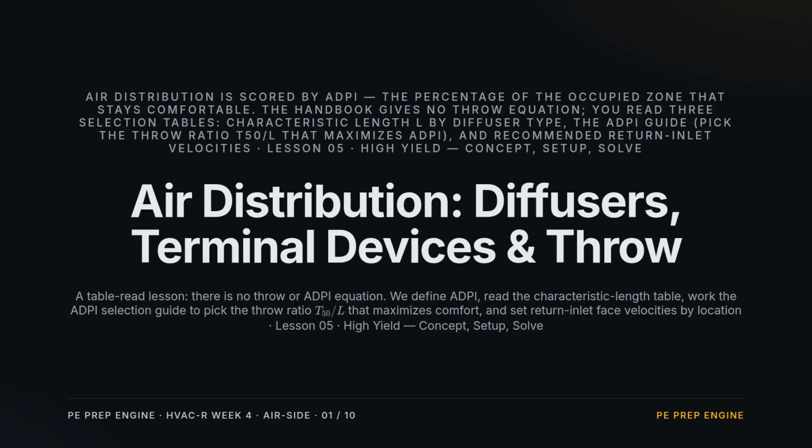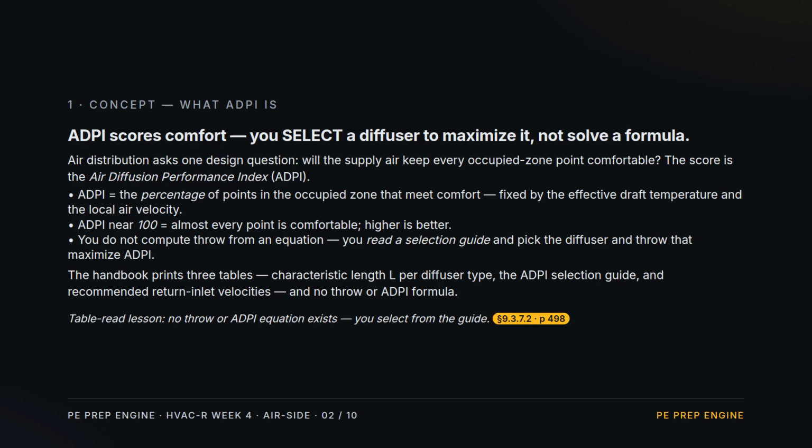velocity table. Concept: air distribution is scored by the Air Diffusion Performance Index, the percentage of occupied zone points that meet comfort, judged on effective draft temperature and local velocity. Higher is better, and near 100 is excellent. You don't compute throw from a formula. You read a selection guide and pick the diffuser and throw that maximize ADPI. The handbook gives 3 tables and no equation.